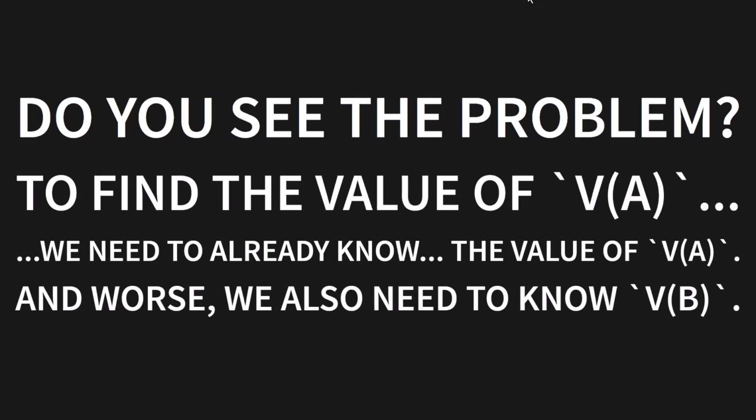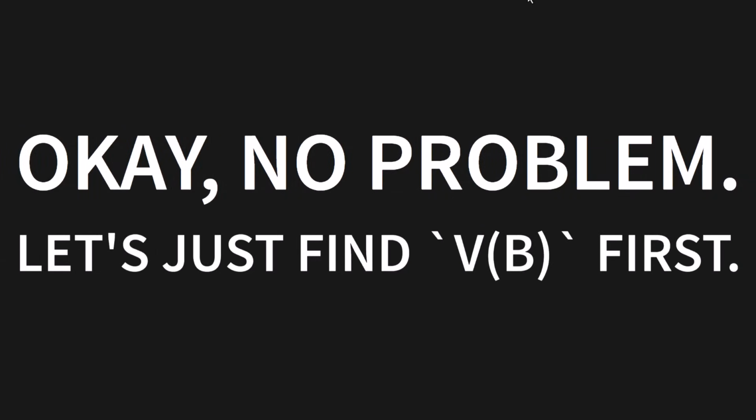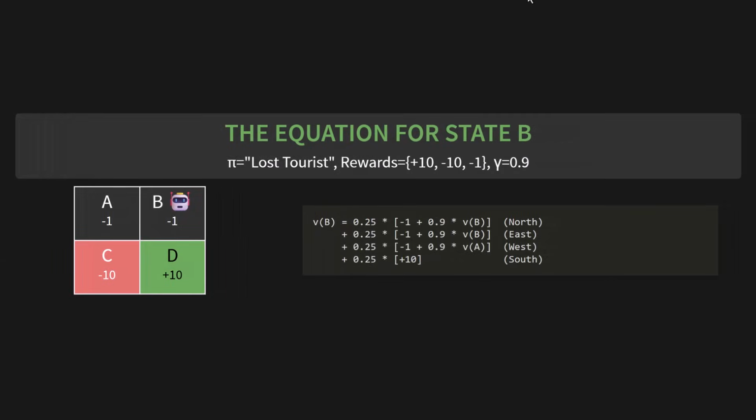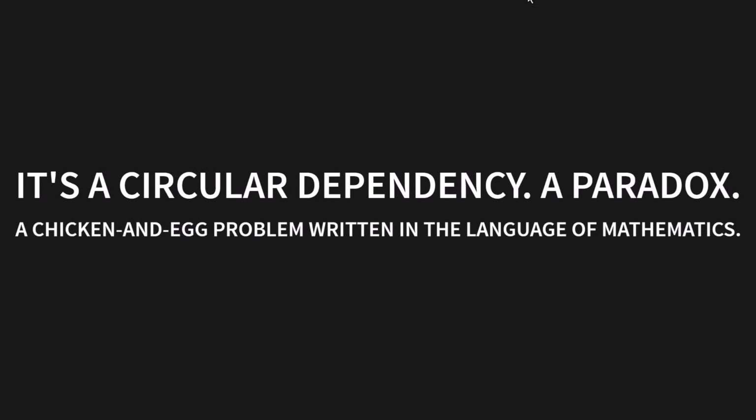Okay, no problem. Let's just go find V of B first. So we do the exact same calculation for state B. Check it out on the slide. We calculate the outcomes for going north, east, west, and south. And when we put that puzzle together, the trap snaps shut. To calculate V of A, we need V of B. But to calculate V of B, we need V of A. Look at the diagram. It's a circular dependency, a paradox. It's a chicken and egg problem written in the language of mathematics. Each state's value depends on its neighbor, and its neighbor's value depends right back on it.